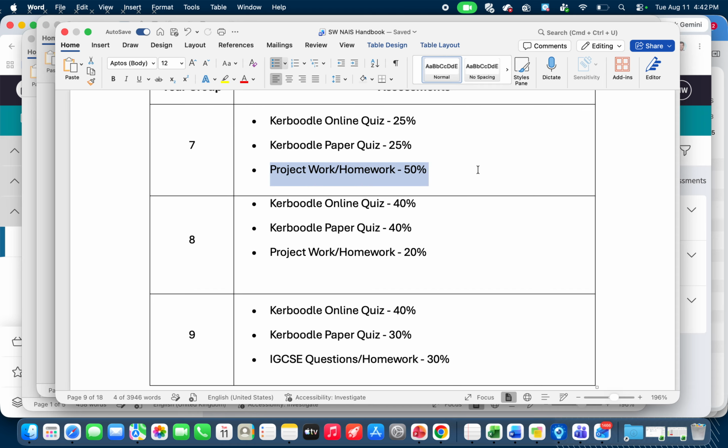Project work. Historically, we've looked at doing projects throughout our year 7, 8, and 9, and it's been quite inconsistent. Now, projects, this is where I'm kind of looking for teachers to use their ingenuity, to use their creativity. This could be kind of anything.